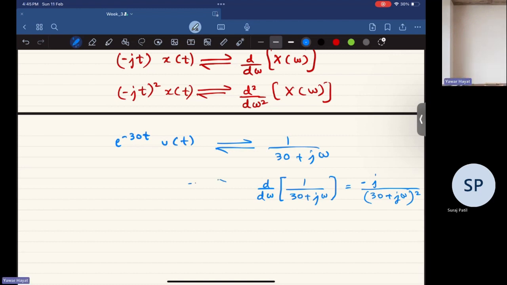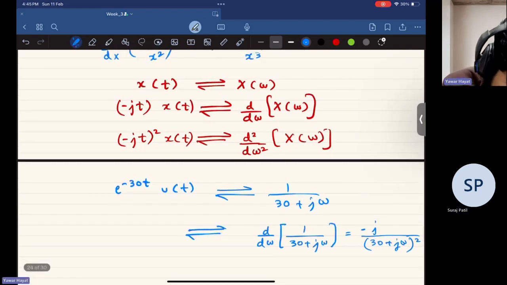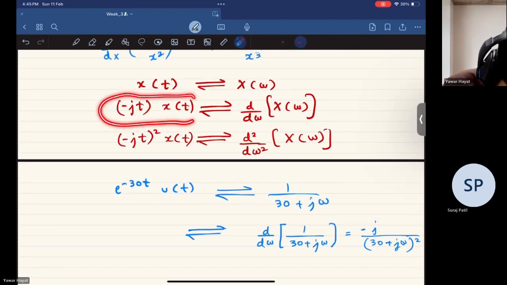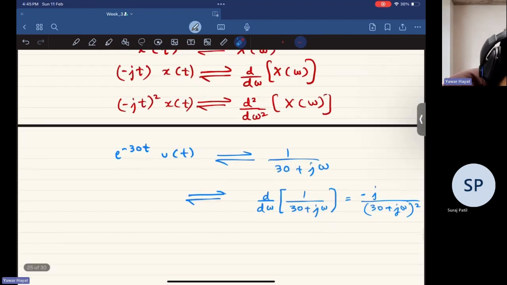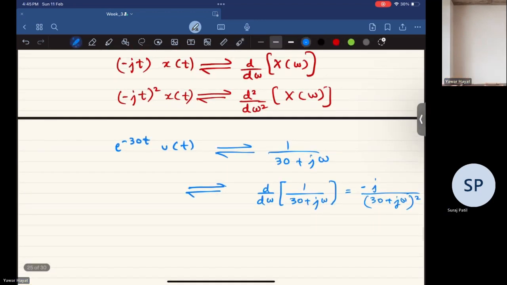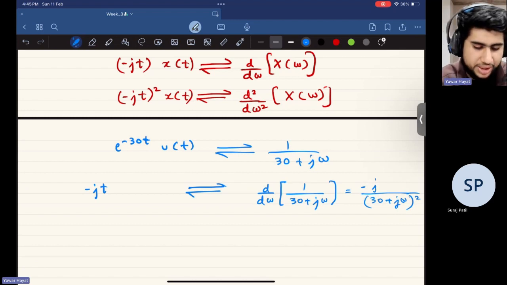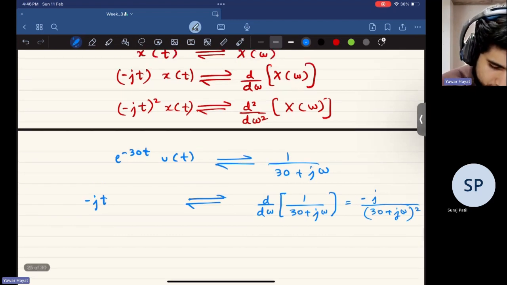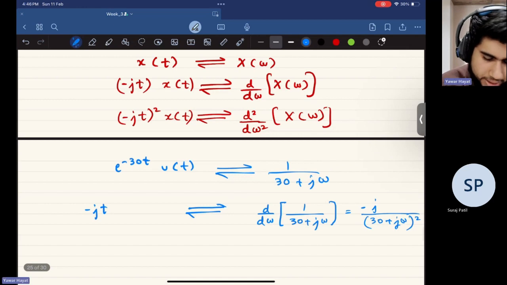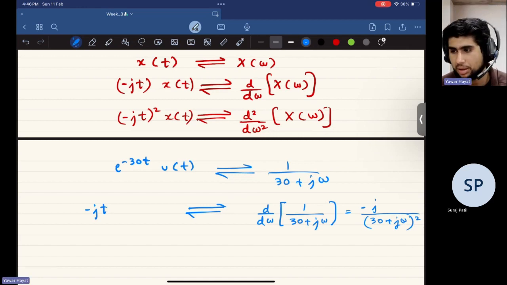Let's not lose track of things. This is right. Minus jt. Help me out. Minus jt. What was x of t? Compare these two. Tell me. What was x of t?